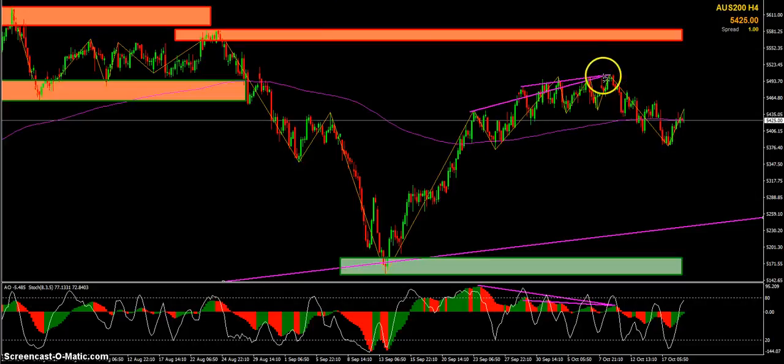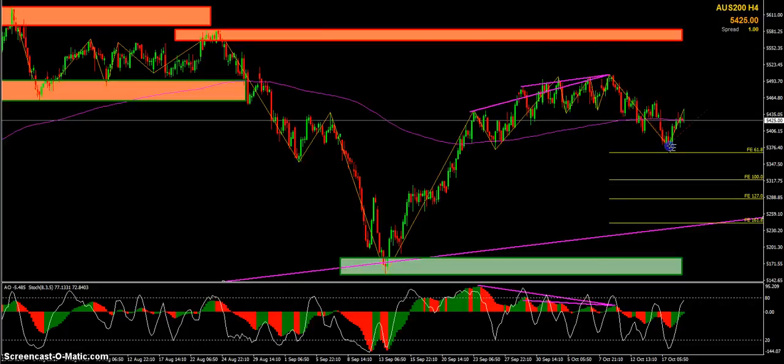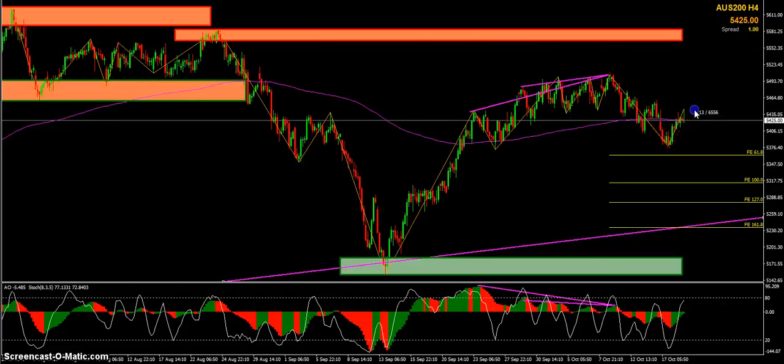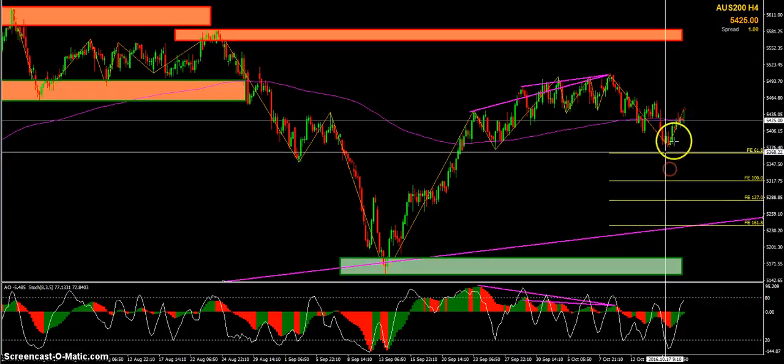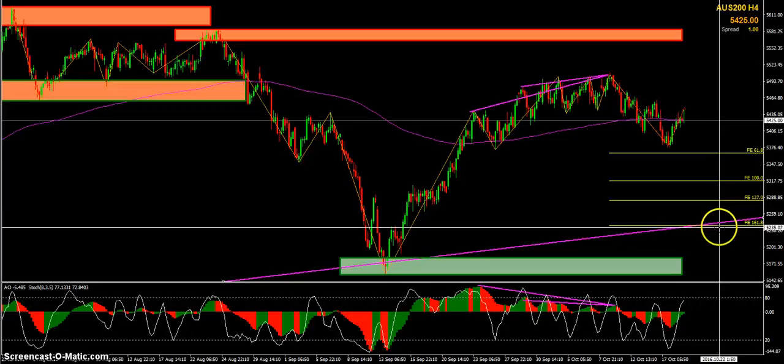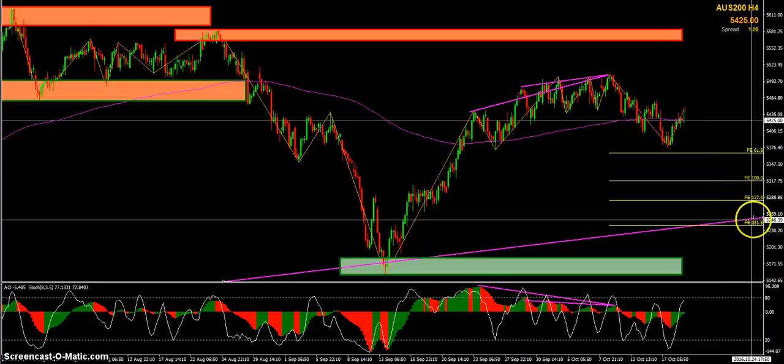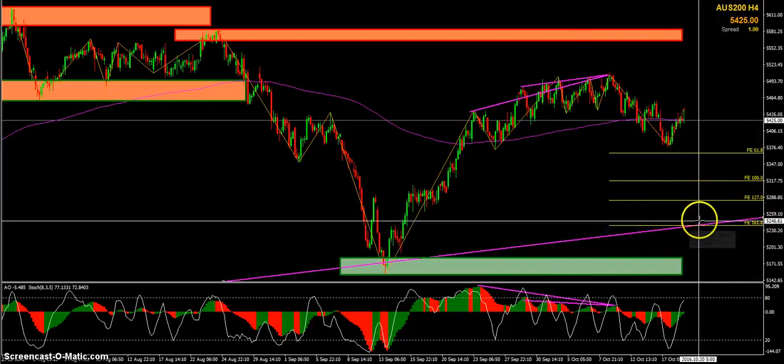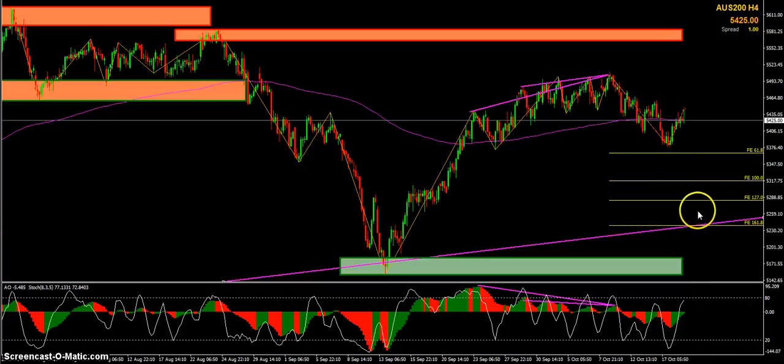Grab your Fibonacci expansion tool from the highs to the lows, back to the highs again. We're looking at bouncing around these levels here, and this Fibonacci 161.8 is right on this uptrending line. So I definitely wouldn't likely expect it to hold much below this uptrending line. It may stick its nose through, but just keep an eye on that if you're looking at selling the Aussie 200 on the current market as we are looking at it.